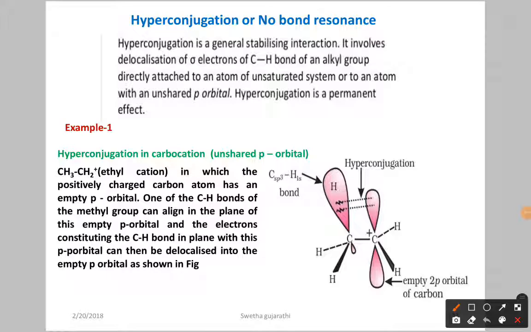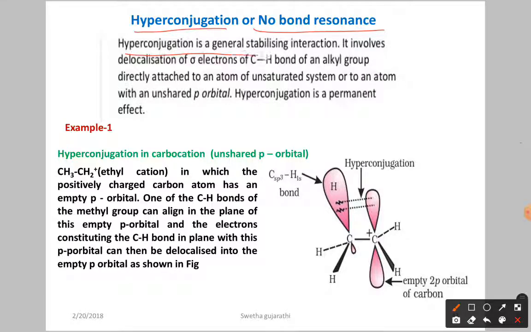In that we discussed the inductive effect and the resonance effect. Now another permanent effect we have is hyperconjugation. It is also called no bond resonance. Why it is called no bond resonance, I will discuss later. What does hyperconjugation mean?